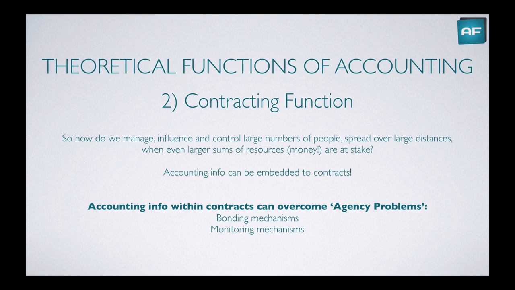So even though I'm using the bonding mechanism to get my mine manager to want the same thing as I do, that's not the only way to influence and control his or her behavior, I beg your pardon. We can include monitoring mechanisms using accounting information in the contracts. I can say, okay, mine manager, I'll only employ you if you send monthly mine operation reports back to me in Sydney. So each month, he would get the accounting information, he would do a quick management accounting report, and he would email that back to Sydney. And then I could get that report, and I could monitor what his performance was like over the previous month. And that's how I use that accounting information as a monitoring mechanism. And that's the second way we can introduce the contracting function using accounting information.